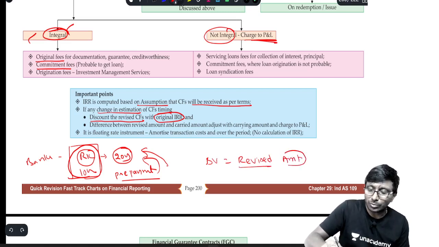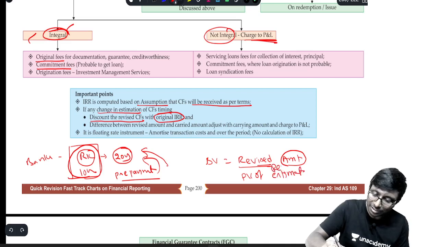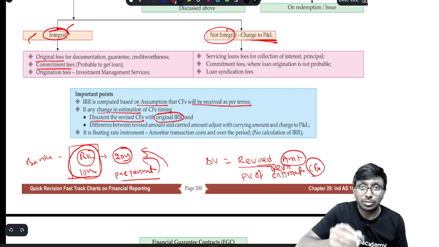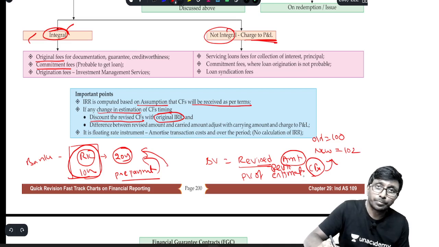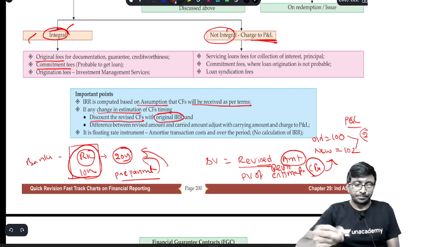Revised amount means based on the present value of the revised estimated cash flows. Suppose, for example, the old book value is 100. What about the new book value? With the revised estimation, it has come to 102. That 2 rupees, you just transfer it to P&L. That is what we are trying to say.